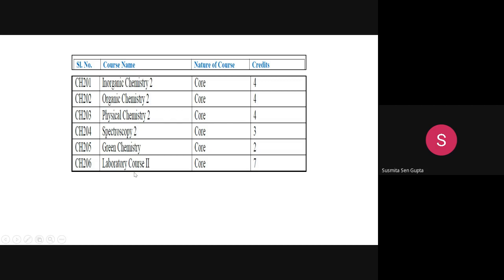So what is the total credit? 4, 4, 4, 3, 2, 7. So inorganic chemistry 4 credit, organic chemistry 4 credit, physical chemistry 4 credit, spectroscopy 3 credit, green chemistry 2 credit, and laboratory course is again 7 credit, just like before. So this time the papers are a little fewer than the first semester's study. So this is good news. Now let's see paper wise.